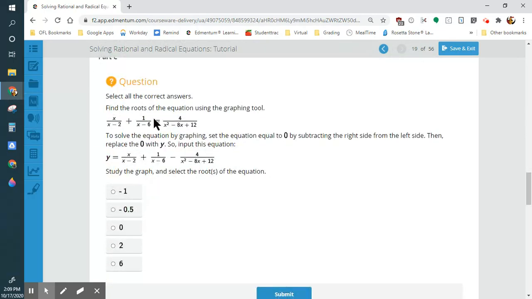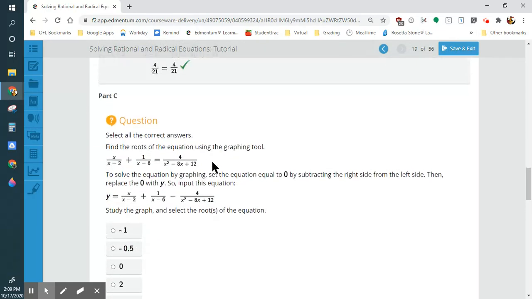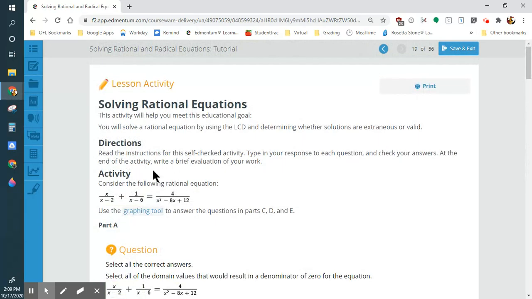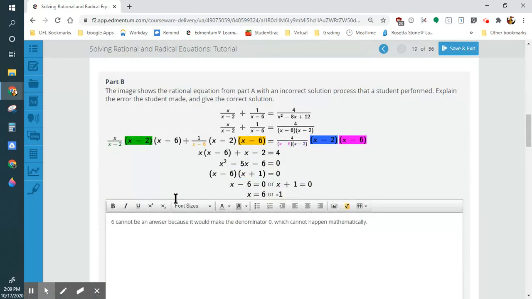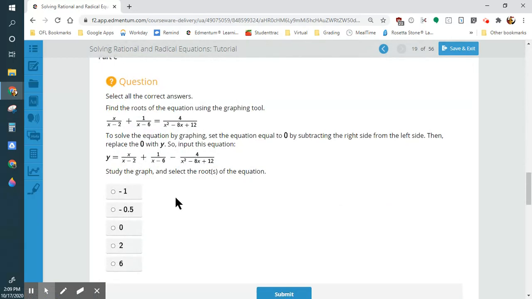All right, so find the root of this using the graphing tool. So by using the graphing tool, what we're going to do is you can either click the graphing tool here, or you can always use the graphing tool over here.